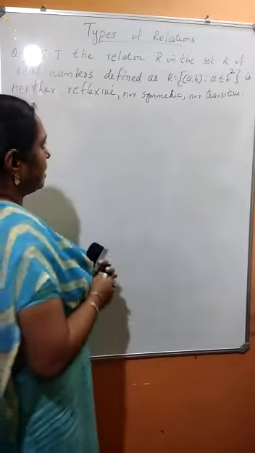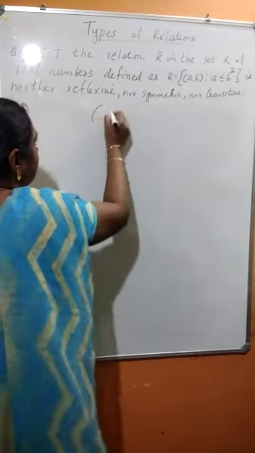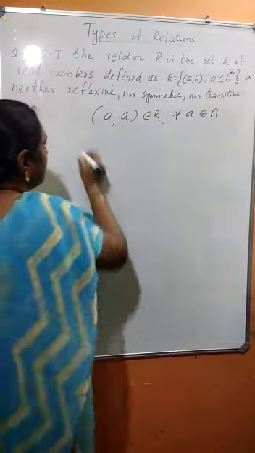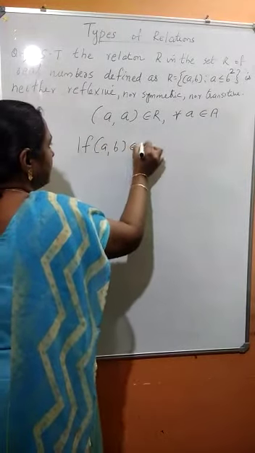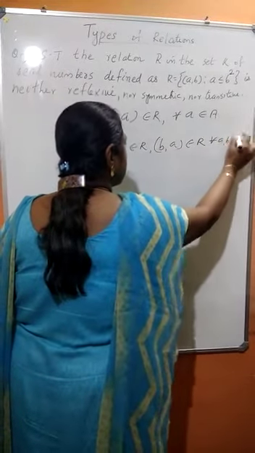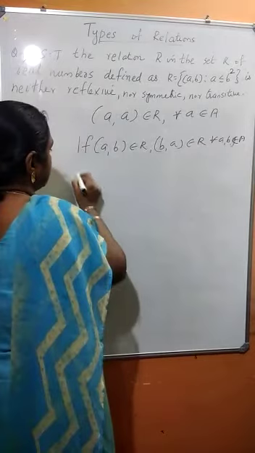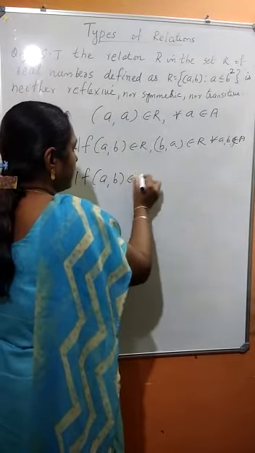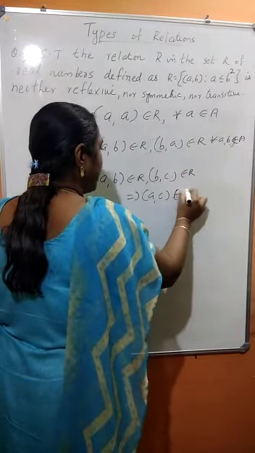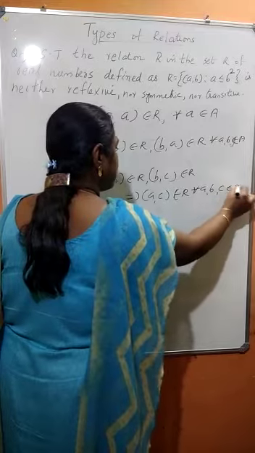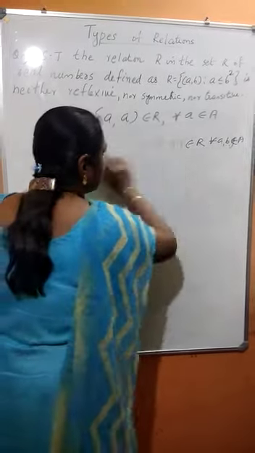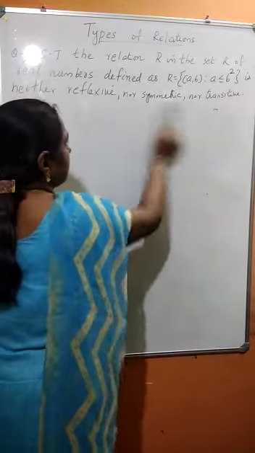A relation R is said to be reflexive if (a, a) belongs to R for every a belonging to the given set A. Now if (a, b) belongs to R implies (b, a) belongs to R for every a, b belonging to the given set A, then the relation is symmetric. Now if (a, b) belongs to R and (b, c) belongs to R implies (a, c) belongs to R for every a, b, c belonging to the given set A, it is a transitive relation. Now if a relation is reflexive, symmetric and transitive, it is known as an equivalence relation.